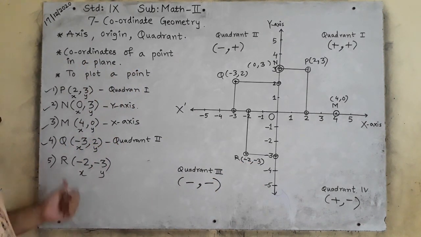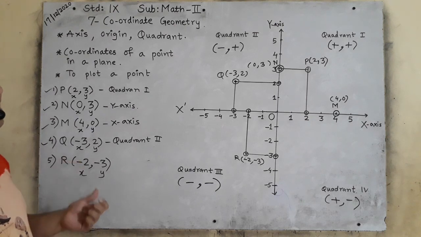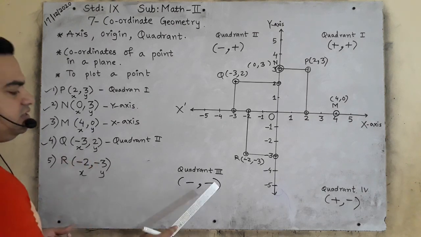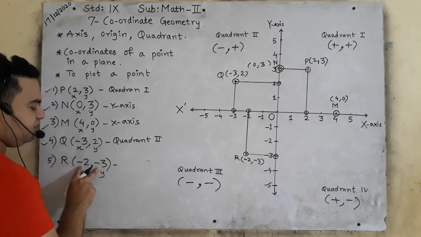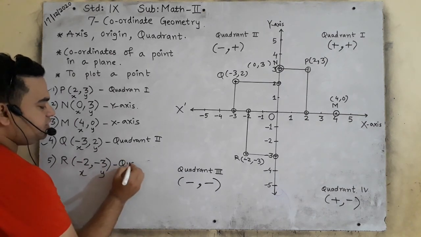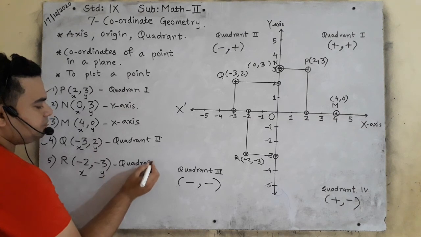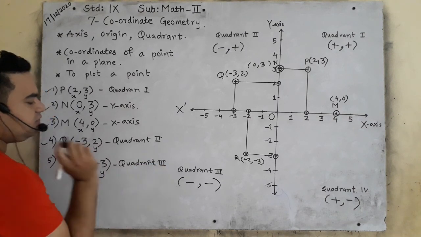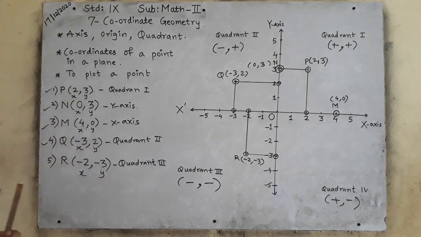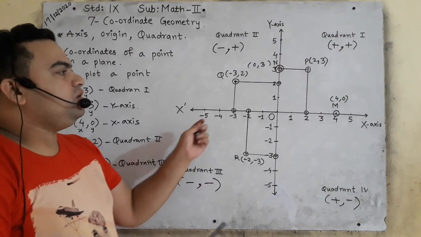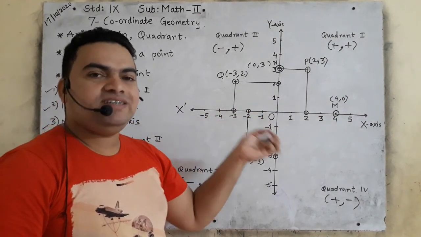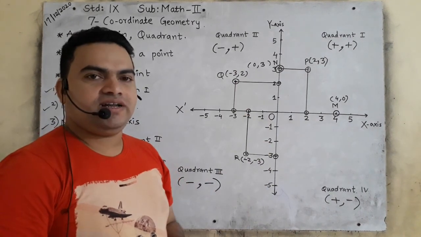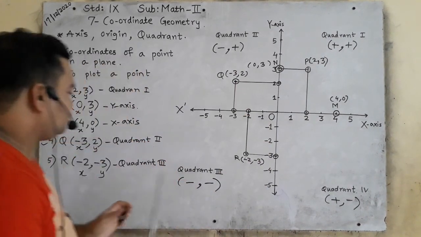Now tell me, point R is lying in which quadrant? Quadrant third. Why? Because both the coordinates having negative signs, so it is quadrant third. Is it clear? So this is how you will plot the points, and you will also say that given point is situated in which quadrant. Is it clear? I hope you understood.